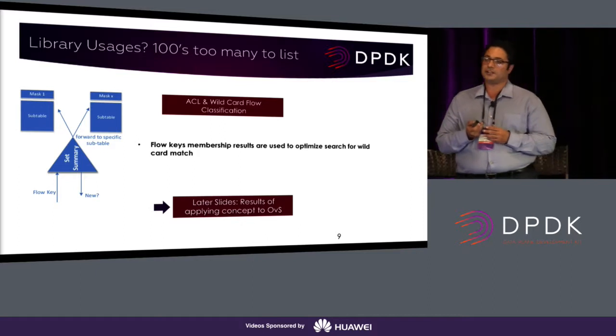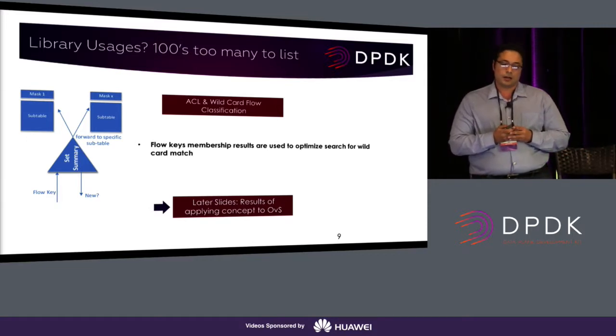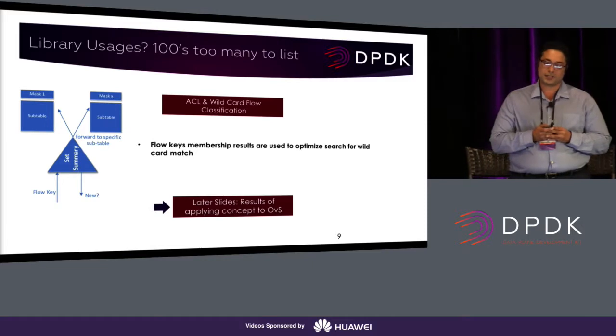Flow classification is another example of using the membership library, and I will have slides on the OVS that is using this technique to speed up the flow classification in OVS.